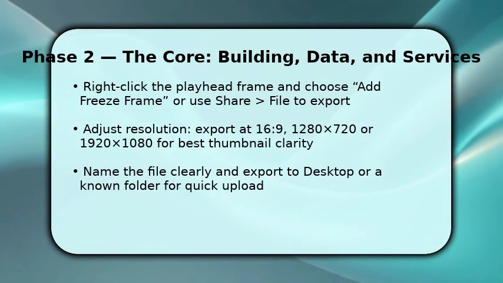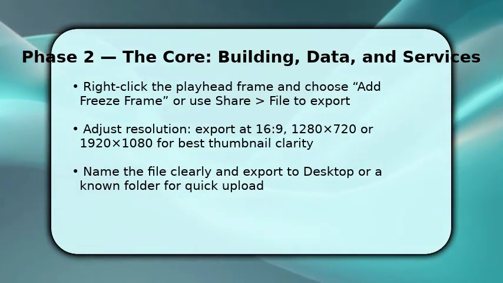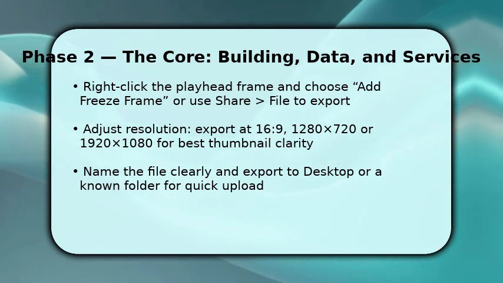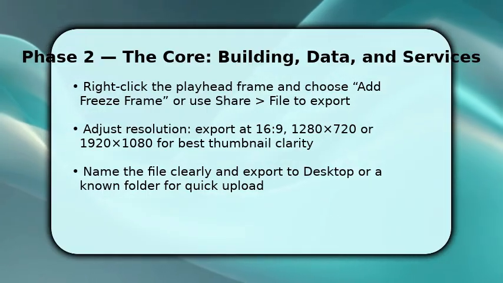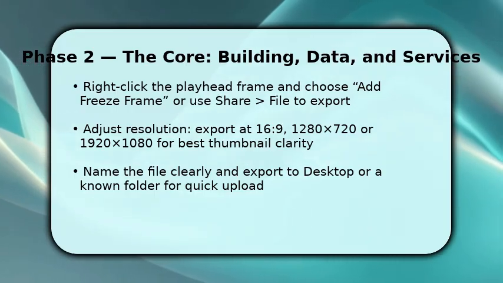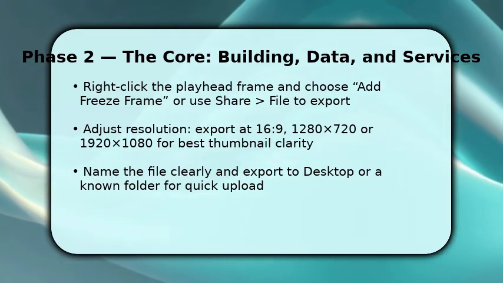Once you've paused on the frame, create a still image. Add a freeze frame or export the frame via Share, File, so you have a standalone image. Choose 16:9 and pick 1280 x 720 or 1920 x 1080 to keep clarity. Higher resolution scales better on platforms. Make sure to name the image so you can find it fast.